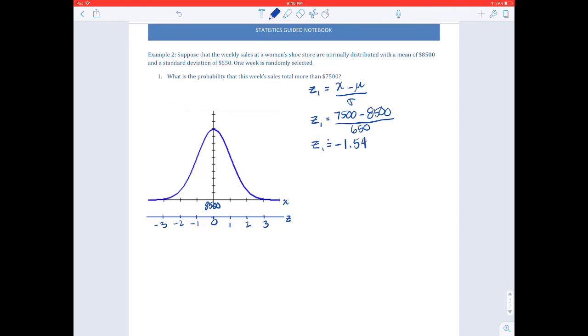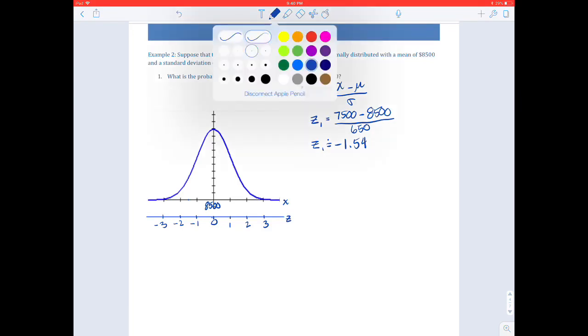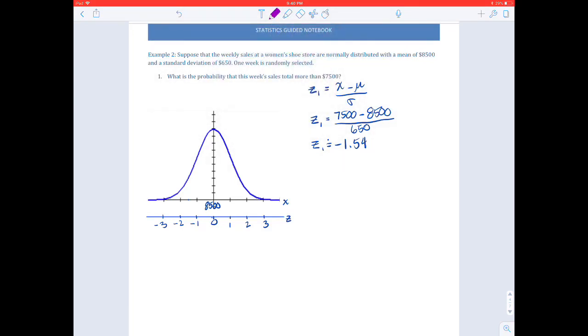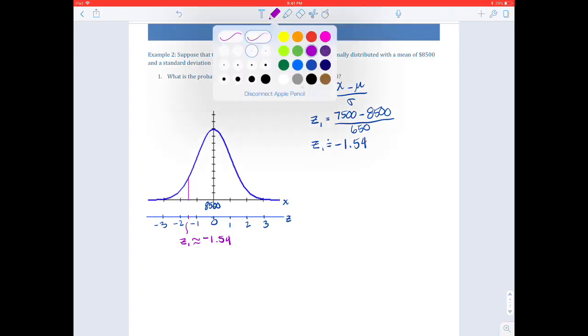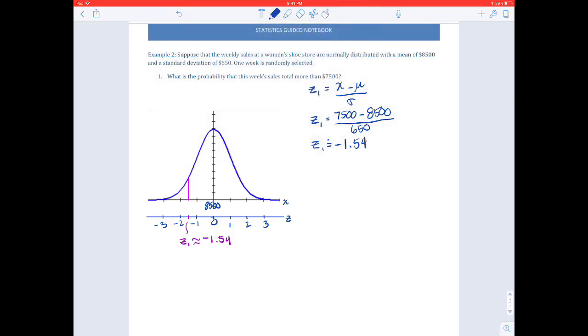So if we take a look at this, this is our boundary value. Okay, so far? So this is our Z1, approximately equal to negative 1.54. Good so far? Awesome. So now let's go back to the language of this problem.